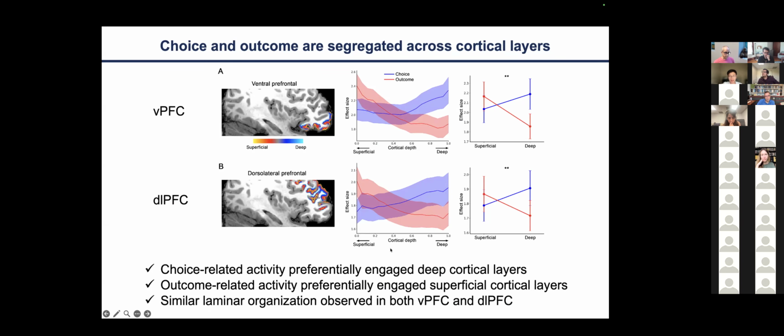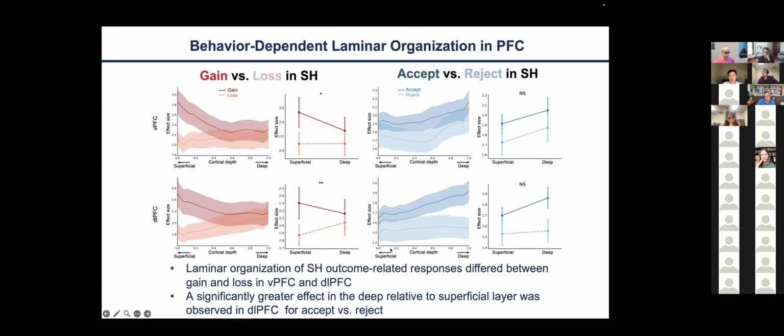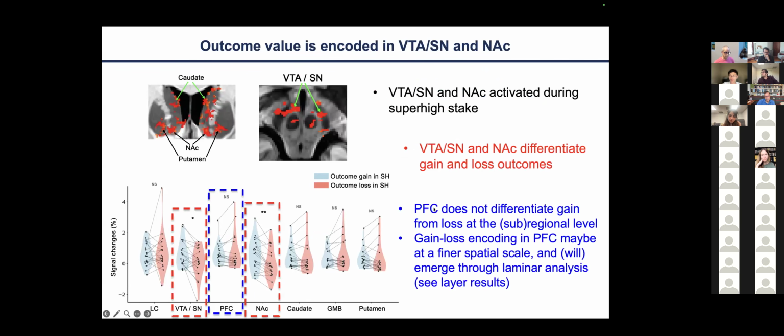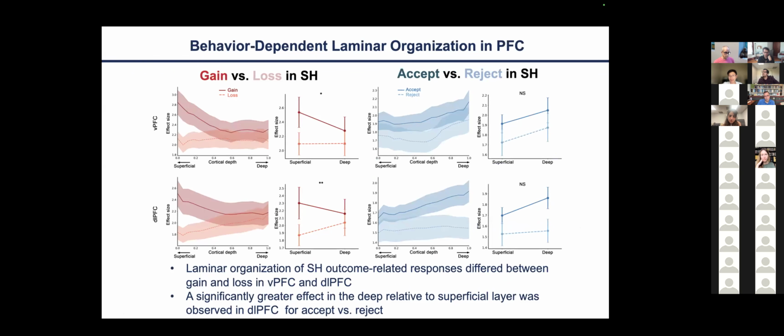And these laminar results could also show some behavior-dependent effects. As I mentioned in previous slides, prefrontal cortex cannot differentiate gain from loss at a regional level. But at the laminar level, we see these effects. Here, for gain versus loss, we see the laminar organization of the outcome response differed between gain versus loss in both regions. So gain versus loss doesn't differ at the regional level, but it actually shows a laminar effect.